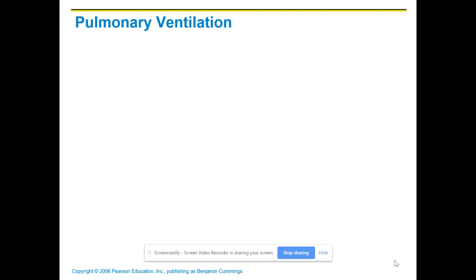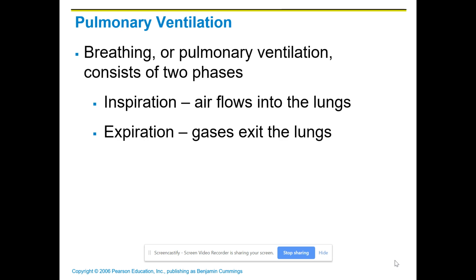Let's look at ventilation. Ventilation is moving air into and out of the respiratory tract. In other words, it's 2 phases. Air flowing in, that's called inspiration. Air flowing out, that's called expiration. Everyone take a breath, and you can see exactly what's happening. As you breathe in, air flows in through your mouth and nose. And then when you relax, air is going to flow out through your mouth and nose. We do this over and over and over. The average person breathes somewhere between 12 and 15 times a minute at rest.